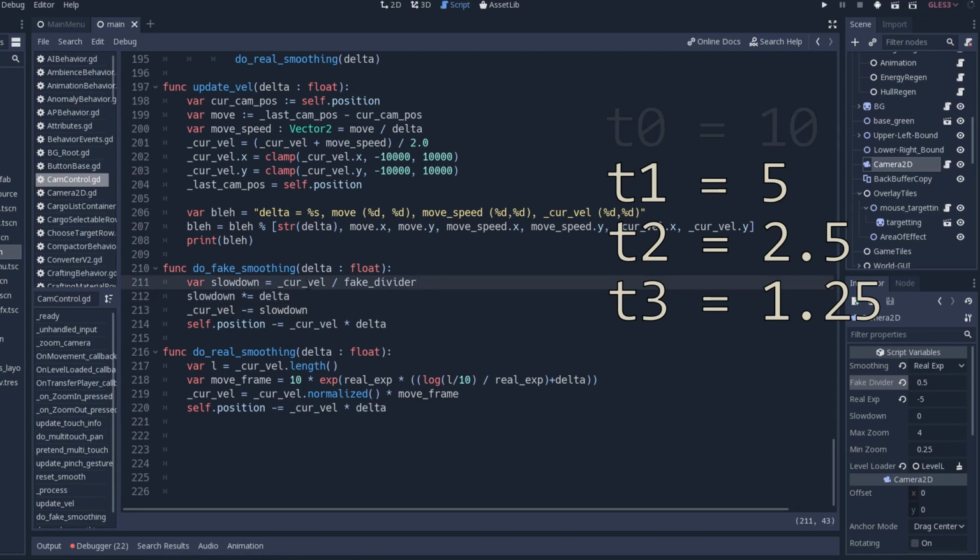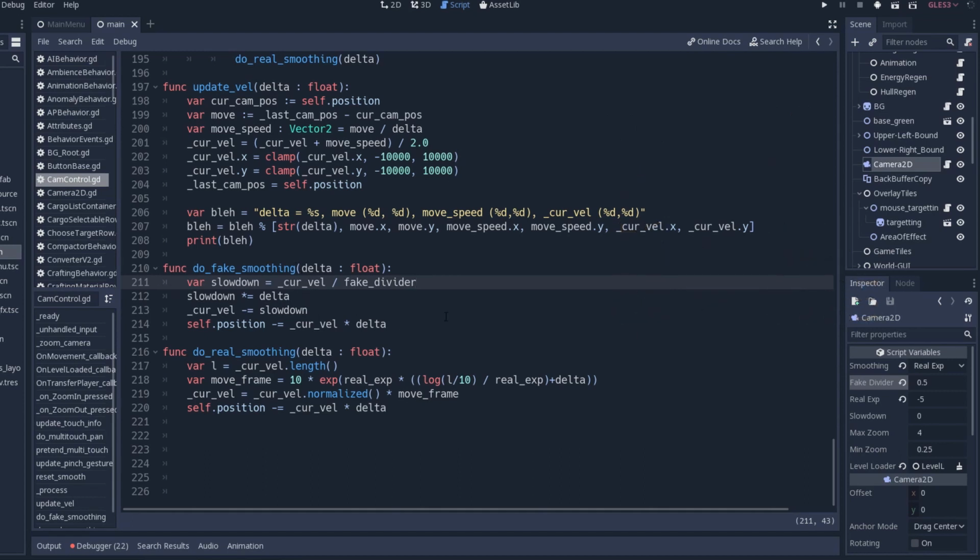And you can do this for any number above 1, so it doesn't need to be divided by 2 every frame. It could be divided by 1.1 or 1.01. It would just take longer for it to slow down. Of course, dividing by 2 every frame means it's highly dependent on the frame rate. So what do you do? Well, of course, you're going to multiply your divider by the delta time.